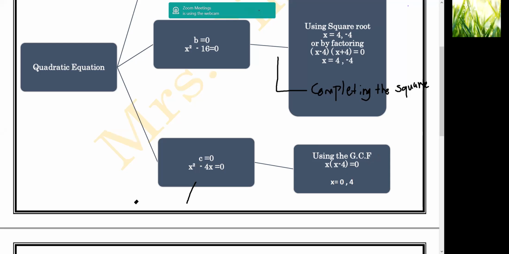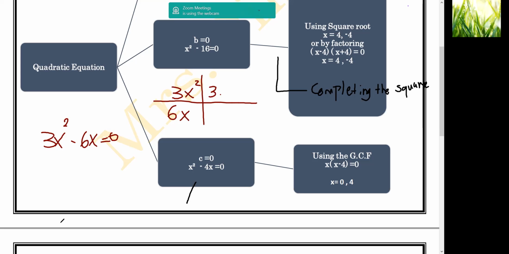Let's take another example, like 3x squared minus 6x. What do we have to do? Let's take the greatest common factor. Let's factorize them and write the factors. For 3x squared we have 3, x, and x, and for 6x we have 2, 3, and x. So I have 3 and I have x, so 3x will be the greatest common factor.